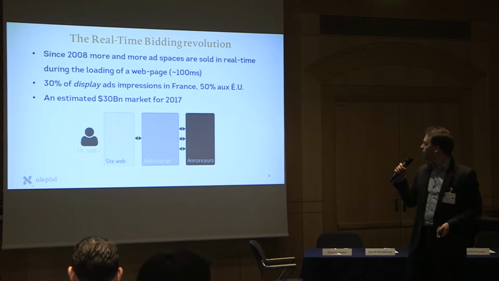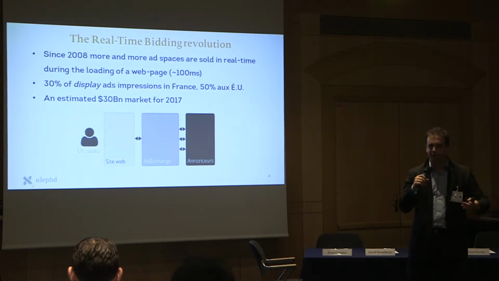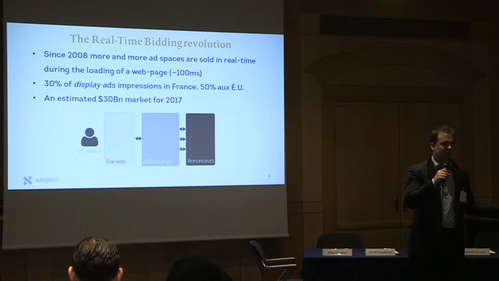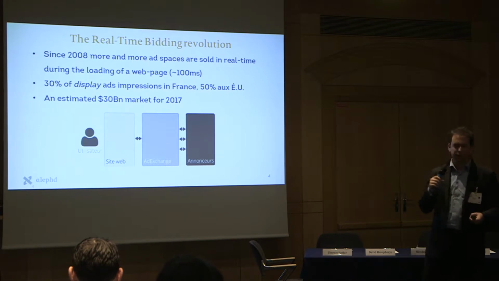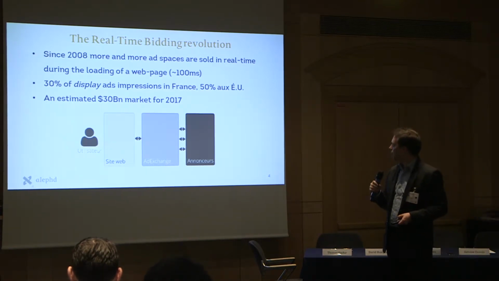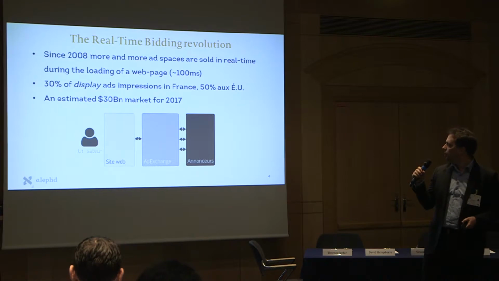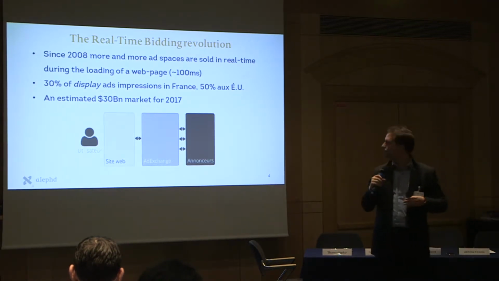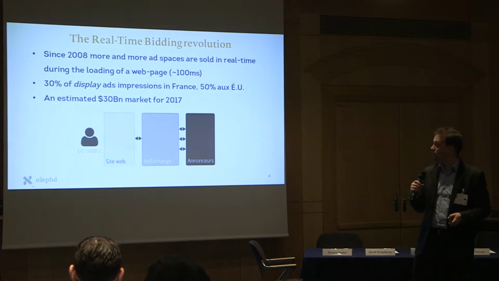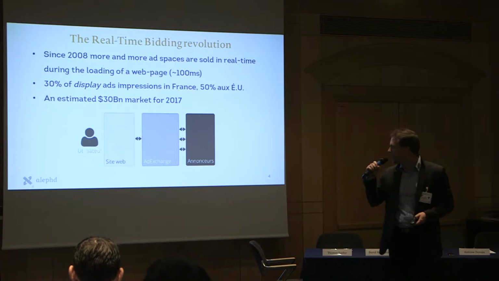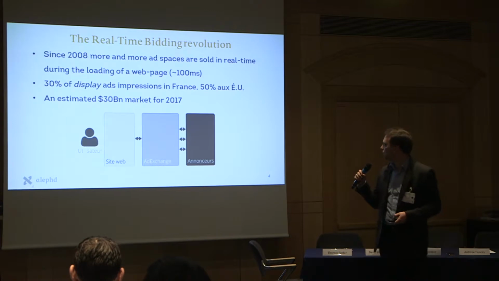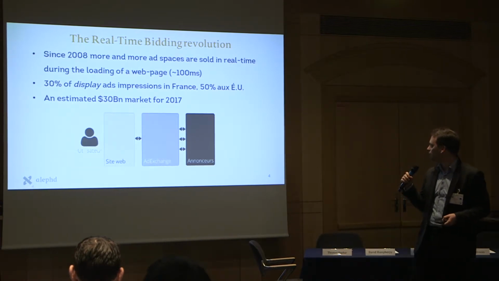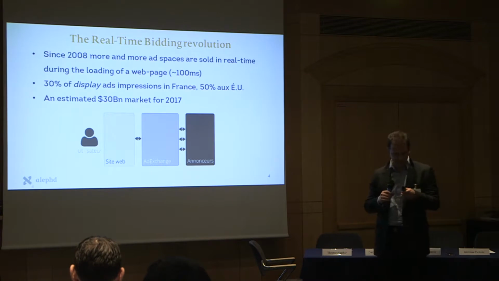Today, this real-time bidding process, the whole process of automating the selling of ad spaces on websites, is called real-time bidding. Today, 30% of display ads in France are fully automated using this technology, and it's about half of them in the US. It's an estimated 30 billion market in 2017, according to some analysts.